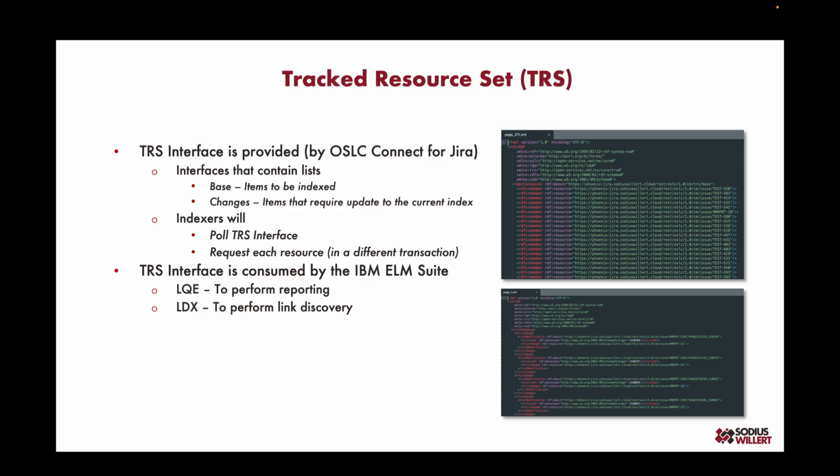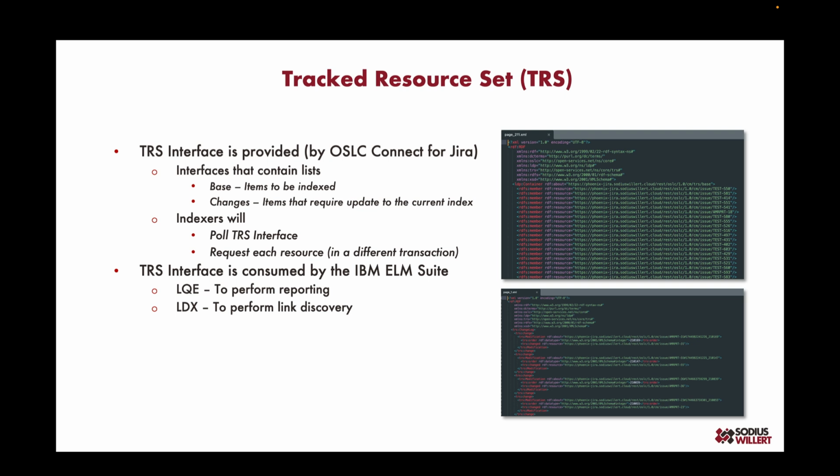So first of all, what is TRS? TRS is an interface that we provide at OSLC Connect for Jira that contains lists of artifacts. So the base artifacts that need to be indexed and any changes to those artifacts that need to be processed by remote systems. The intention here is that an indexer can pull this TRS interface and be able to then request any of these resources to be able to update its index.